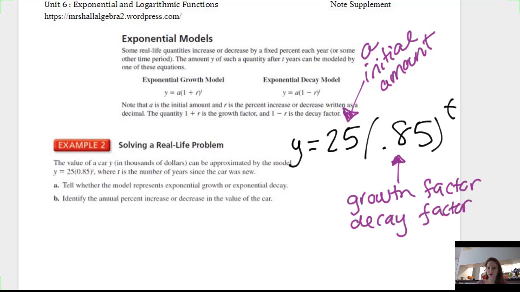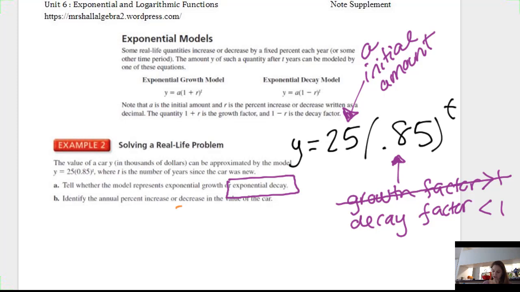It's a growth factor if it is greater than 1 and a decay factor if it is less than 1. So 0.85 is less than 1, so this is a decay factor. Okay, so it's not a growth factor in this example. And this tells us we have exponential decay. Kind of like on the front when we were graphing, if that base is between 0 and 1, it's exponential decay. Now part B, identify the annual % increase or decrease in the value of the car.